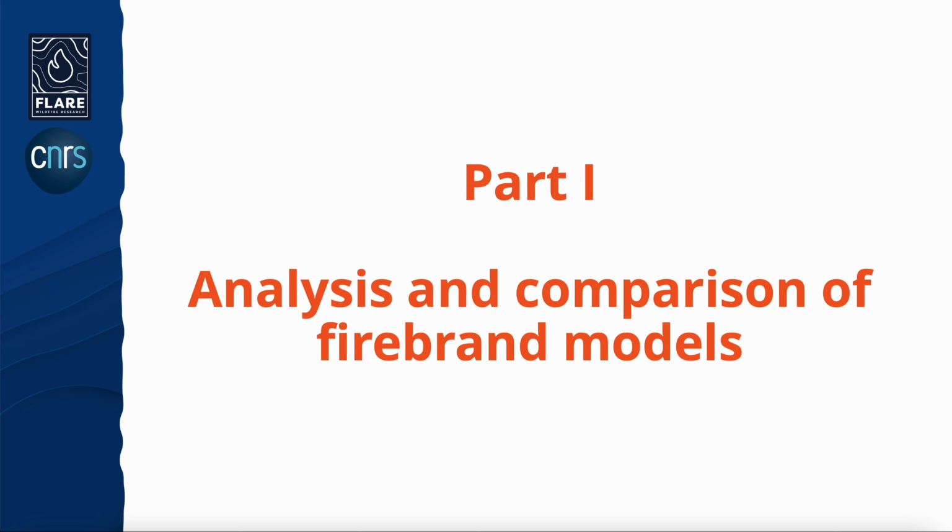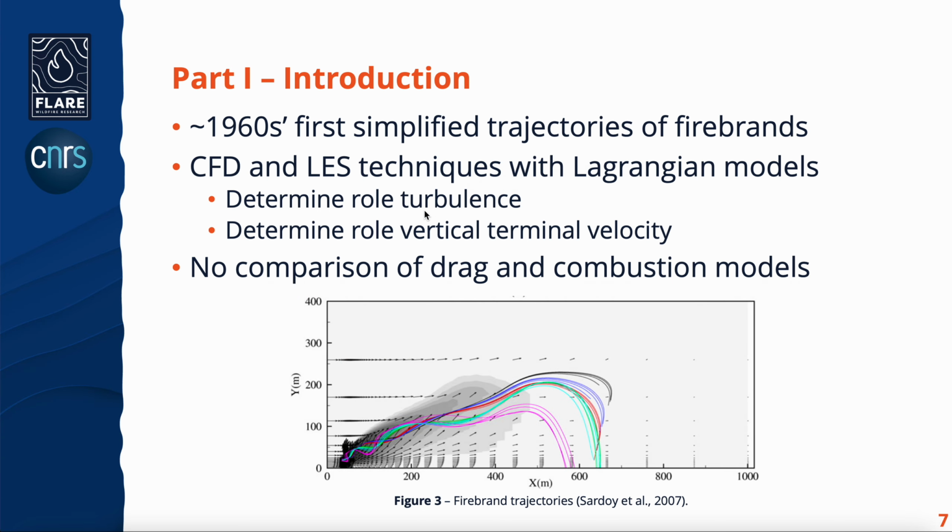So in the first part, we take a look at the different models that have been used to describe firebrands. And so it's actually in the 60s that we were able to obtain the first simplified trajectories of firebrands.